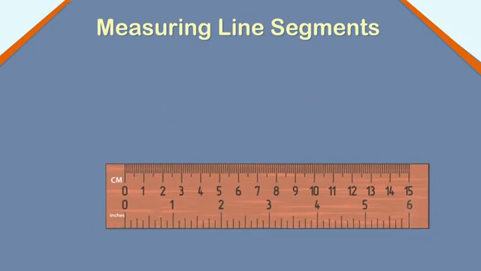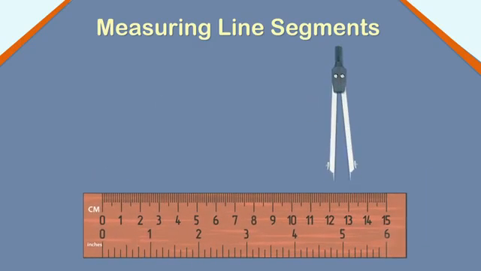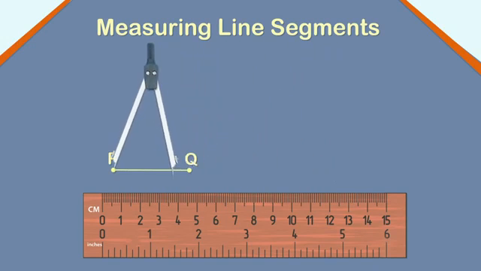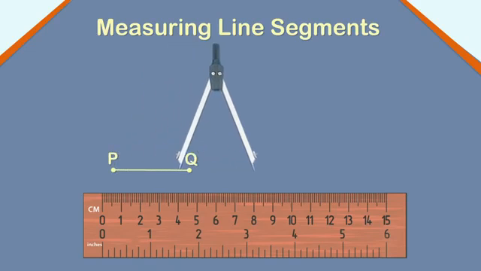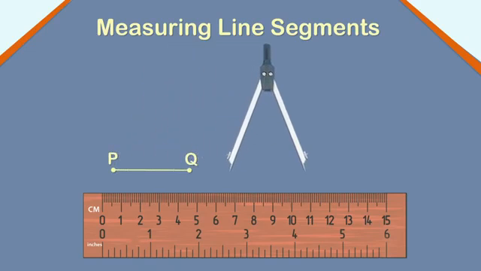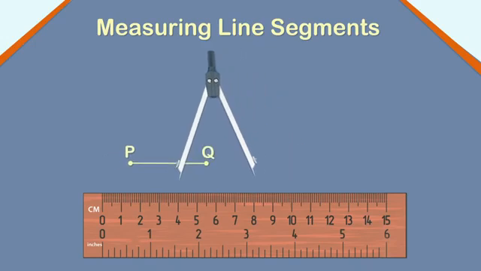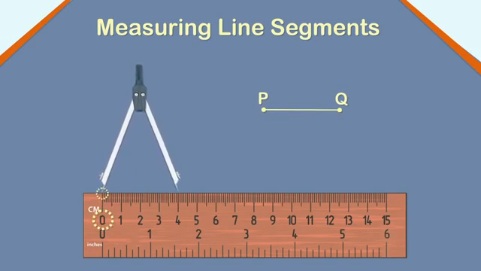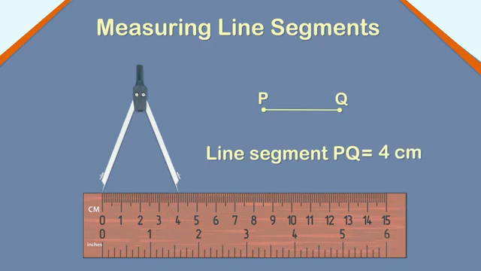We can even measure a line segment using a divider. Consider this line PQ. Place the pointed ends of each arm of the divider on the ends of the line segment. Lift the divider carefully from the top without moving its arms and place it on the ruler with one end of the divider on the 0 mark. The marking on the ruler where the other arm of the divider points to is the measure of the line segment. Here, the line segment PQ measures 4 centimeter.